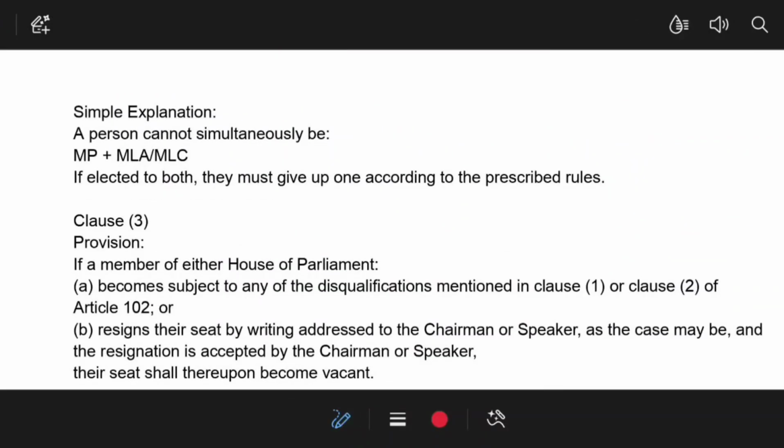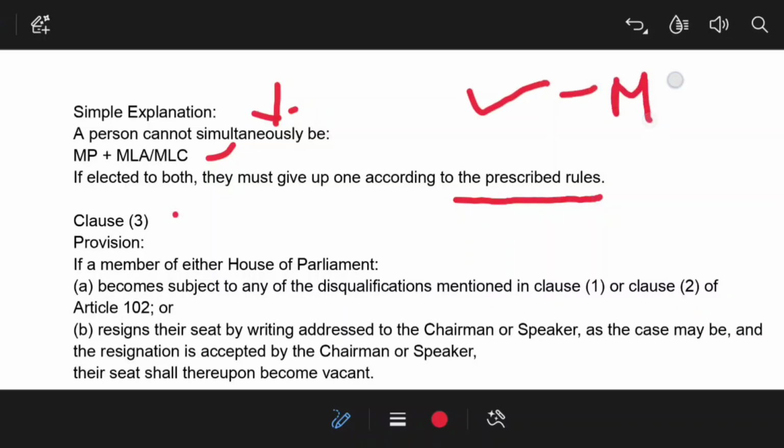So a person can't simultaneously be an MLA, MP or MLC, and if elected to both, they must give up one according to the prescribed rule. Simple meaning, if you are not vacating your seat from the state legislature, then your seat from the Parliament will become vacant. Clear? Clause 3. So clause 1 is about the MPs of the Parliament only, that is both the houses of Parliament.